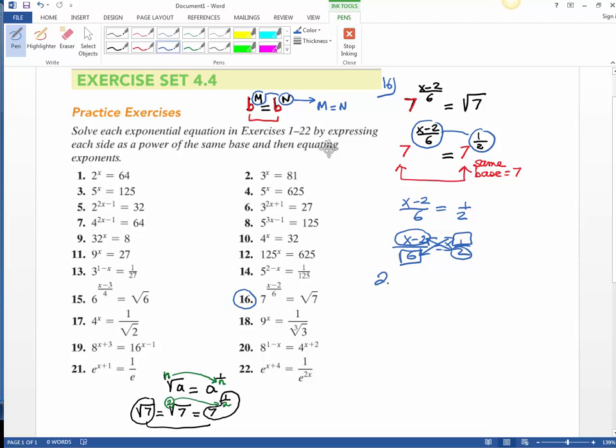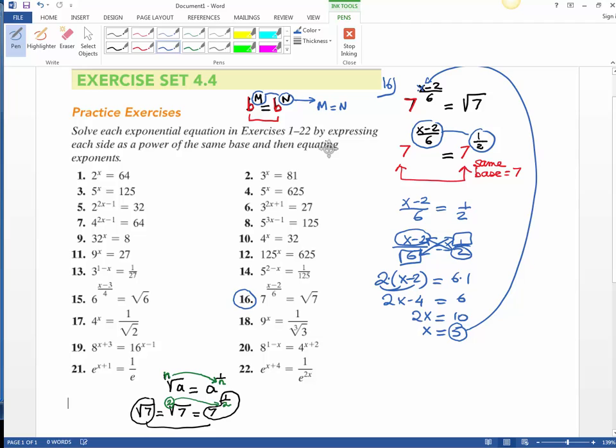So we have that 2 times (x minus 2) is equal to 6 times 1, or 6. Now let's distribute. So we have 2x minus 4 is equal to 6. Add 4, 2x is 10, divide by 2, x is 5. And that's the answer we believe will be in the solution set. But before we say that, let's make sure that if we replace x by 5 in the original equation, both sides are the same. So let me do my little check over here.